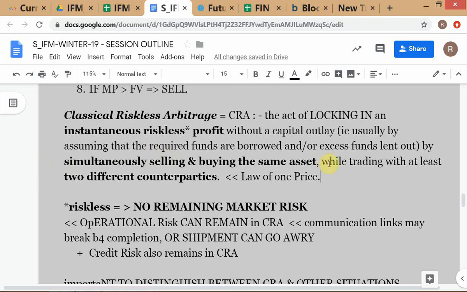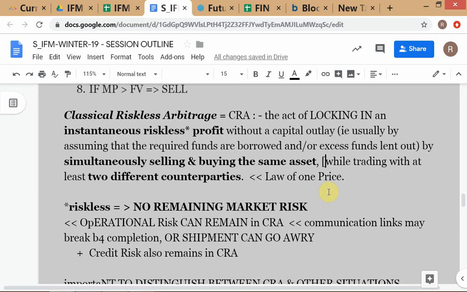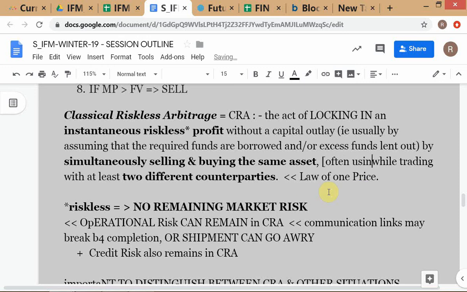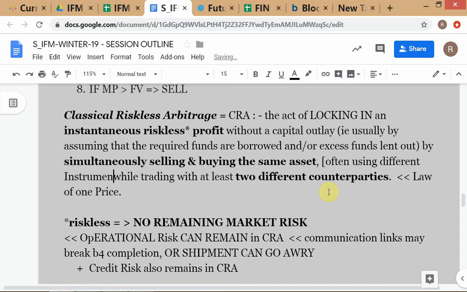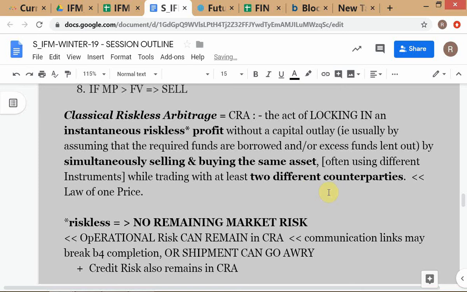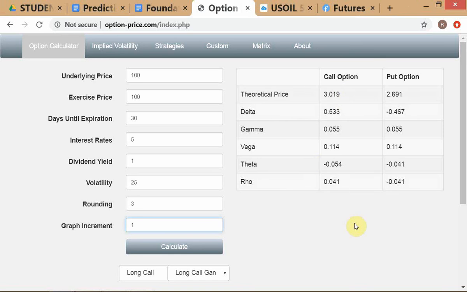Is this clear now? Simultaneously selling and buying the same asset. We can put in one more thing here, that often using different instruments. This we have to make clear. For instance, what you saw, we could have done an arbitrage if the call price was out of line with the cost of going long the underlying and buying the put. Let's say the synthetic equivalent of the call was 2.95, and the call is priced at 3.01.